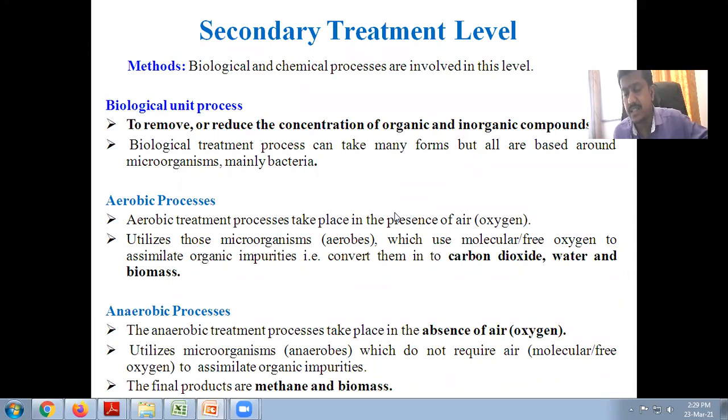So these bacteria, they are going to do the anaerobic process, that is in the absence of the air, that is oxygen, and they will form the particular product we call methane or biogas.